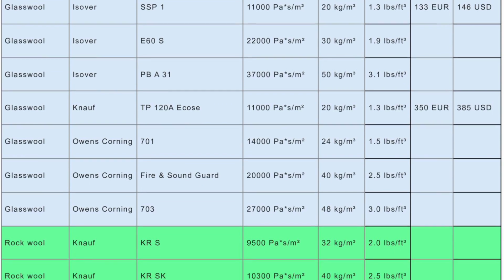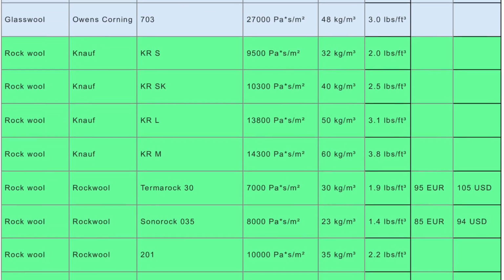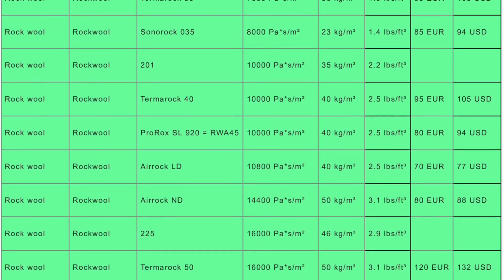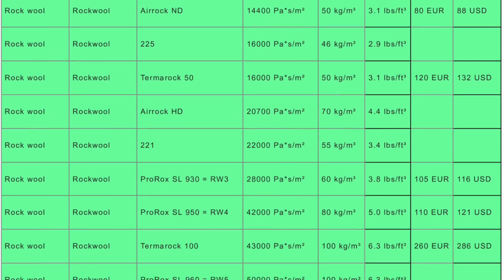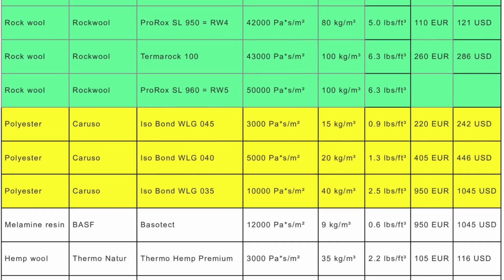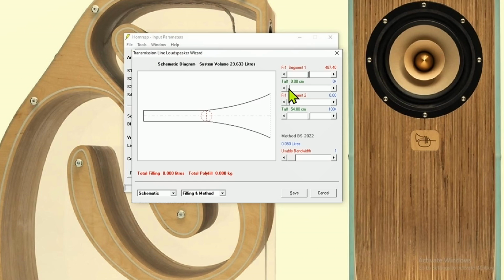Note that the density in kilogram per cubic meter and flow resistivity in rayls per meter, or Pascal second per square meter, are different for different manufacturers. The next slider adjusts the length of the damping material of section 1. 100% means the whole section 1 is filled by the damping material. The next two sliders do the same for section 2.